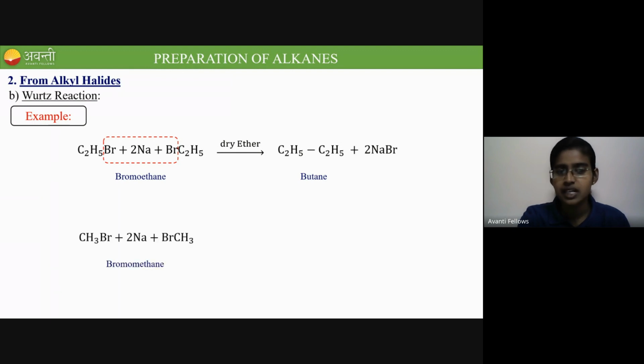And for this particular reactant, for bromomethane, what could be the answer? What is the name of the product from bromomethane?